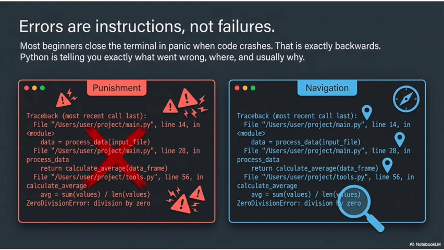Look at both tracebacks on the screen. They contain identical information: the file name, the line number, the function where the execution broke, and the specific error message. The only difference is how you interpret the information. Treated as punishment, it's overwhelming. Treated as navigation, it's GPS coordinates pointing directly to the bug. Python is telling you exactly what went wrong, where, and usually why. The entire error message is a diagnostic report, and your job is to read it, not fear it.